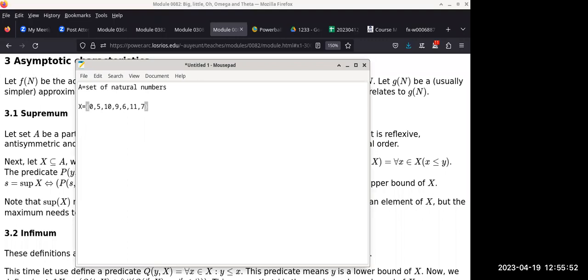Okay. So now I'm asking, what qualifies as an upper bound with respect to X? Anything that is greater than or equal to 11 in this case, okay? So that means S can be 11: P of 11, X is true, right? Because 11 is an upper bound, it's the tightest upper bound. But then P of 1100, X is also true. Does that make sense? 1100 is greater than or equal to every single element in X. Does that make sense?